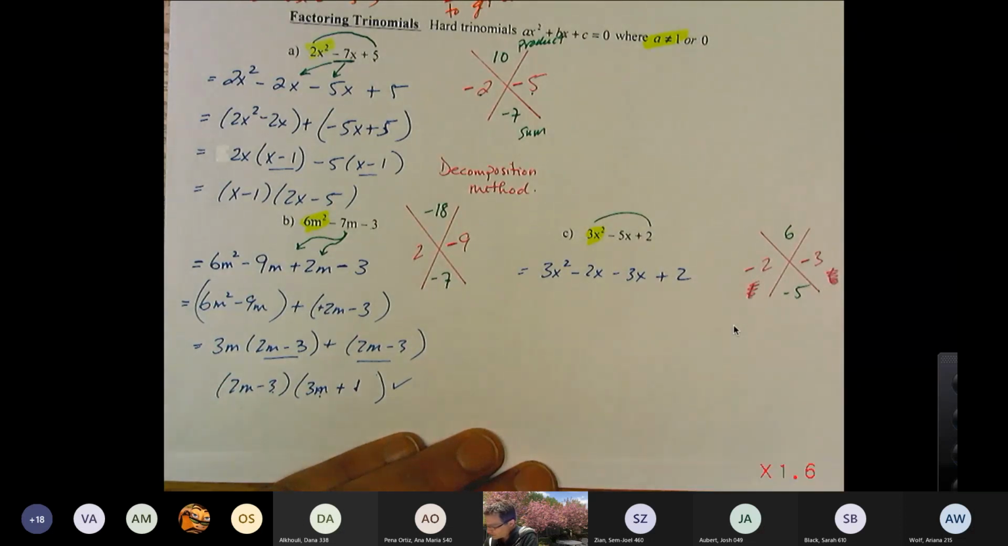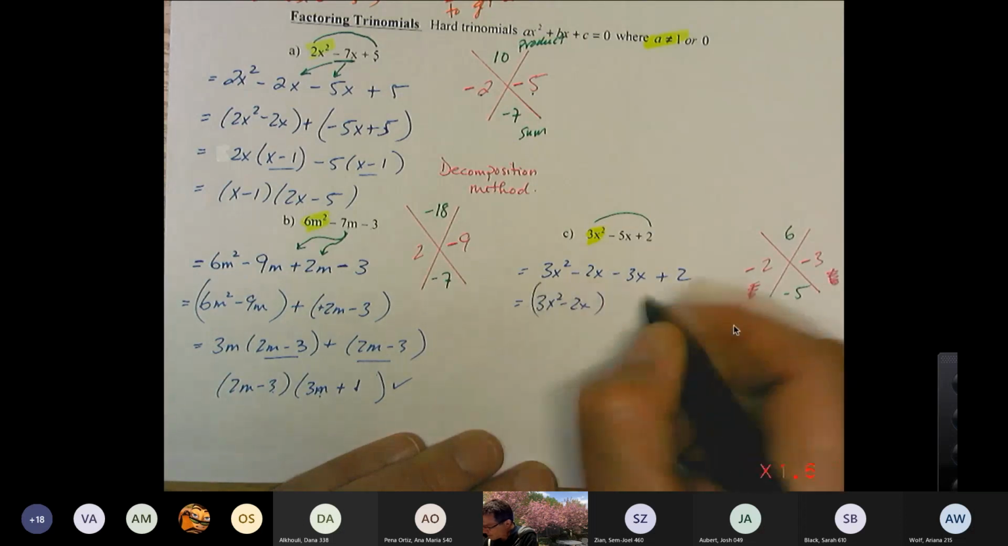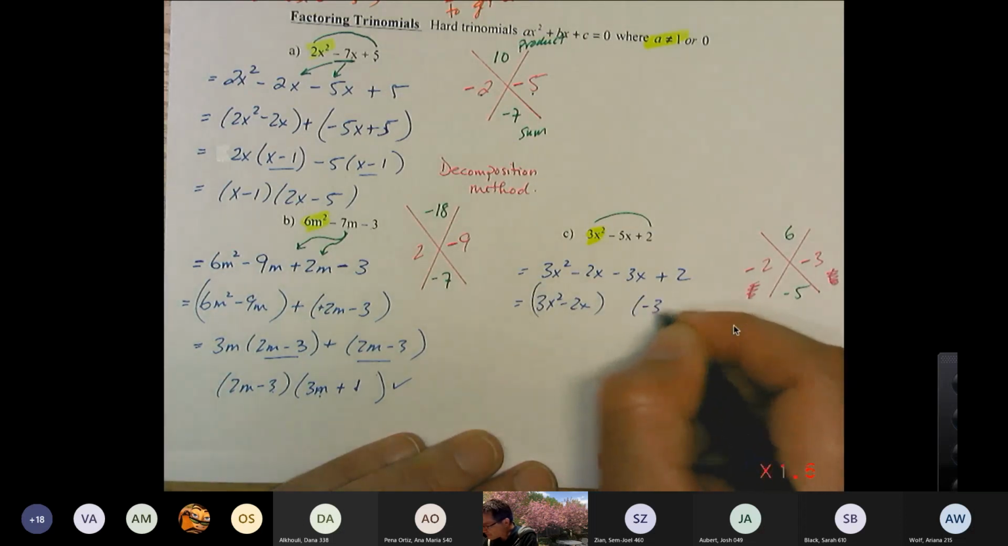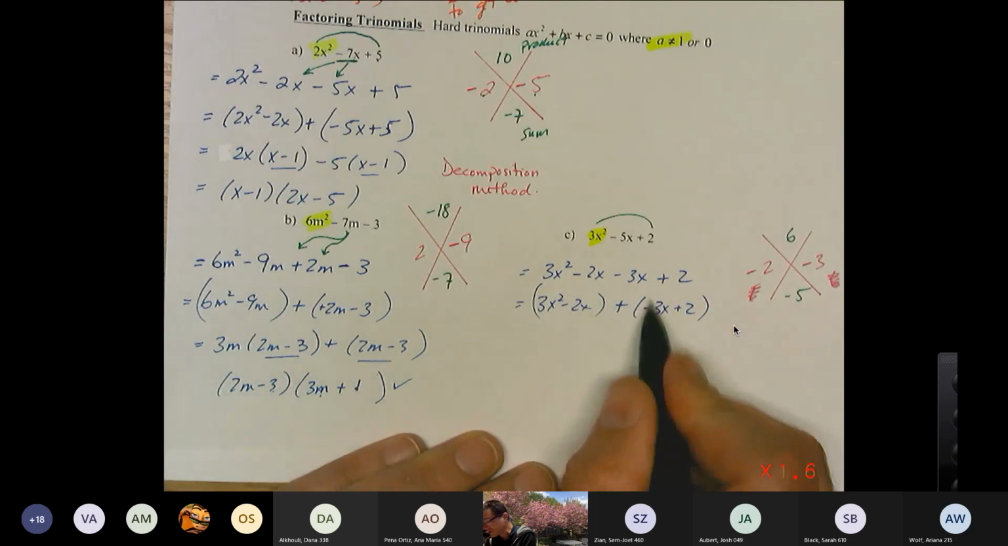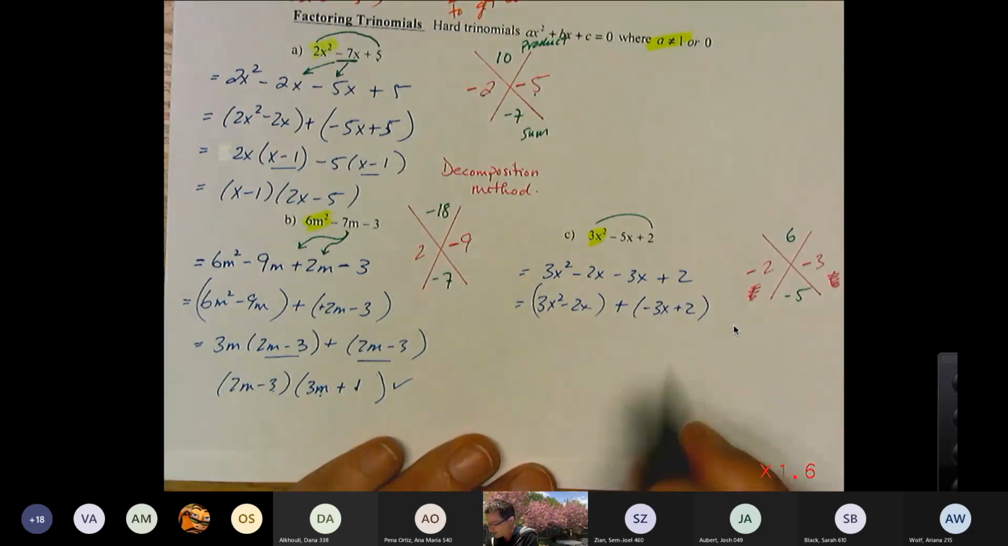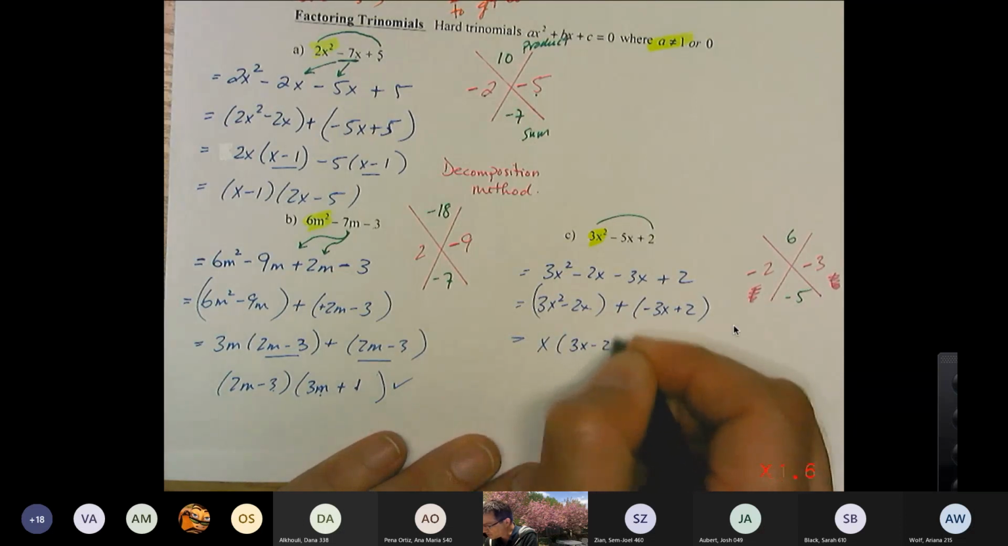Okay, so now we're going to put those in groups. It'll be 3x squared minus 2x in a group. And it's going to be negative 3x plus 2 in a group. And the plus sign just says that these two groups give me what I had up above. Common factor out an x. It'll leave me with 3x minus 2.